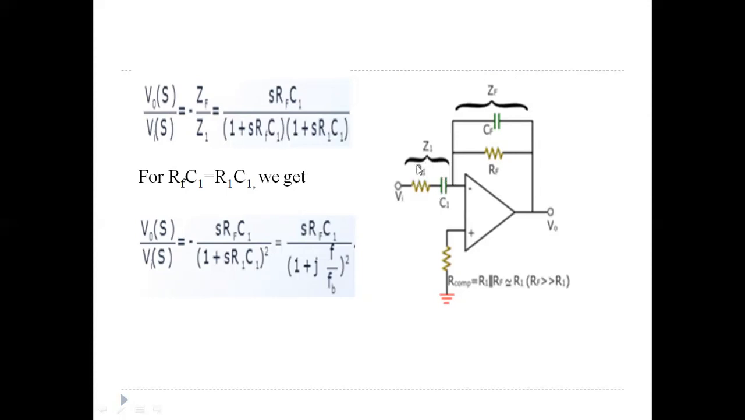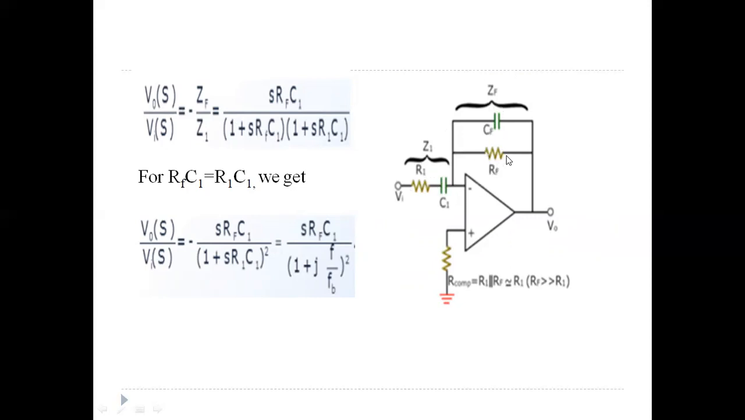So consider the impedance at this terminal is Z1, the impedance at this feedback path is ZF. For simplicity, already we know the closed loop gain for the inverting amplifier. V0 by Vin is equal to minus Rf by R1. Here the feedback path resistance is Zf and the input path resistance is Z1. So V0 by Vin is equal to minus Zf by Z1.